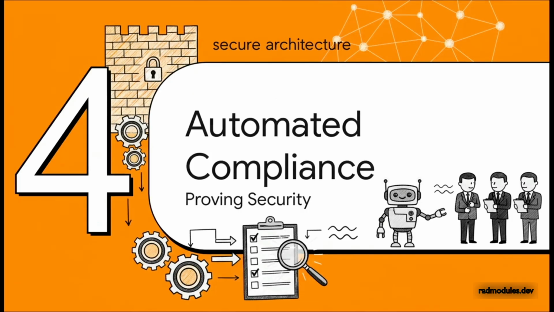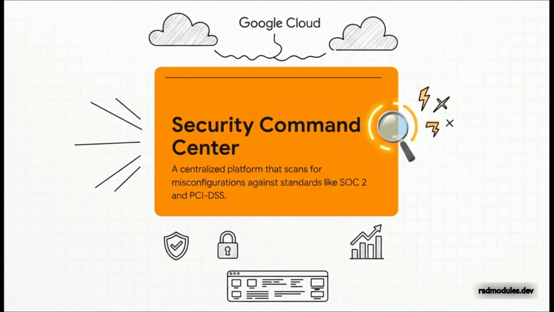Look, building a secure architecture is one thing, but proving it's secure and compliant, that's a completely different challenge. And this is where automation becomes your absolute best friend, especially when the auditors come knocking on your door. Google Cloud's main tool for this is Security Command Center, or SCC. You're going to want to know this one. Think of it as your security control tower. It gives you one central place to see your entire environment, and it's constantly scanning for vulnerabilities, misconfigurations, and threats, and then gives you a prioritized list of what you need to fix.